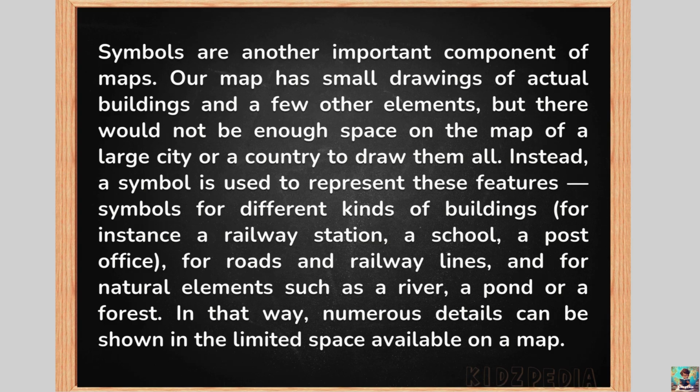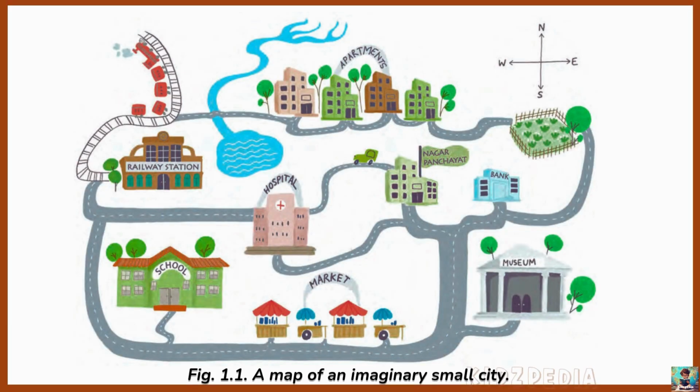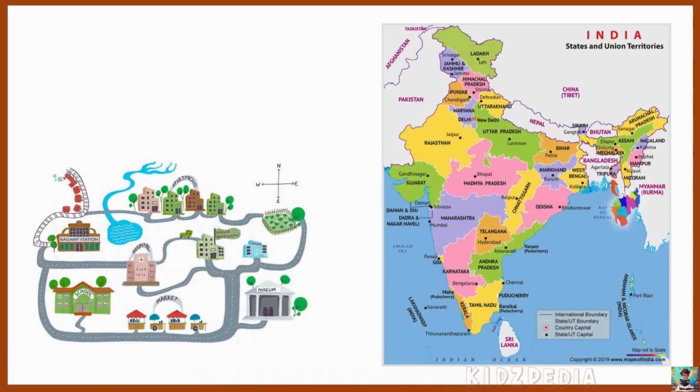In that way, numerous details can be shown in the limited space available on a map. Now we are going to learn about symbols, which are very important. We look at maps of small areas. Sometimes we see tiny drawings of real things like buildings. But imagine a map of a big city or a whole country. There will not be enough space for every building, right?